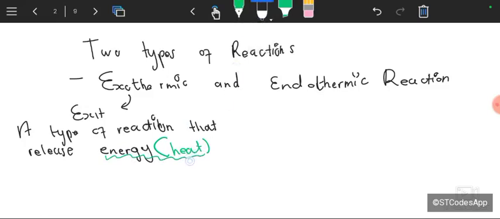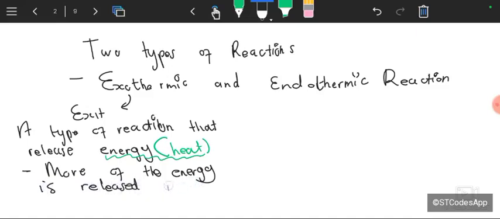Now, if you release a lot of heat, it means more of the energy that we're talking about is released than absorbed, right? So more energy is released than absorbed. Every time you lose something, you become negative. I'll come back to that, why it's called negative, but for now, just keep that in mind. When you lose something, you become negative.